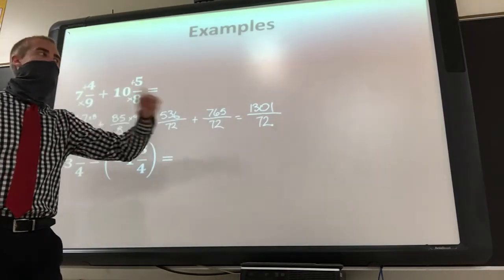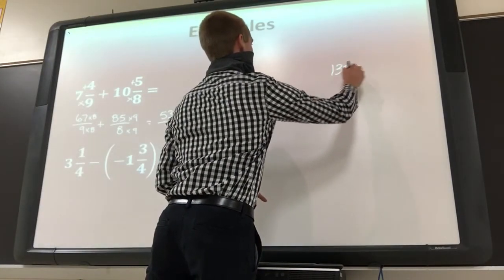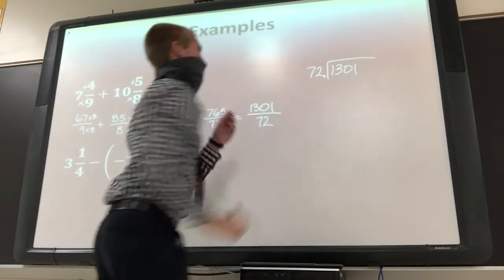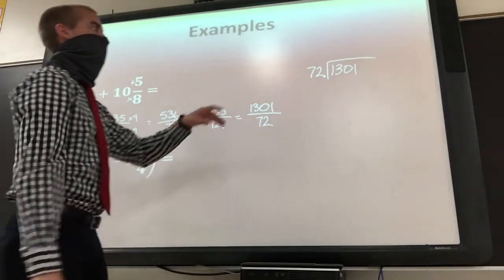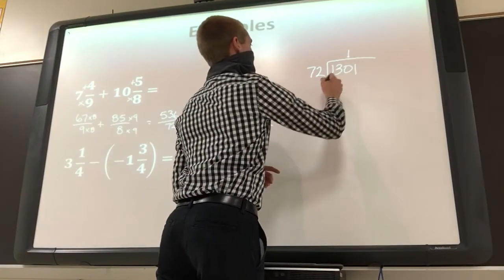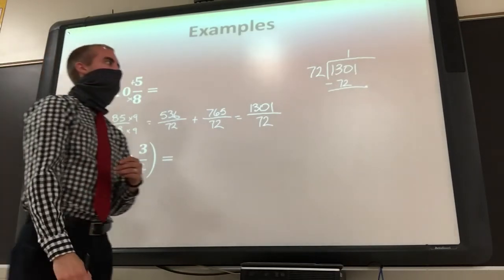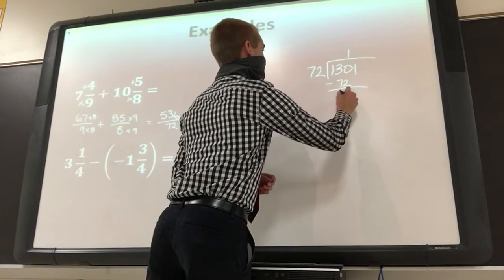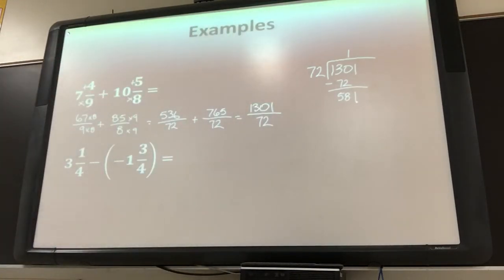Okay? So first thing, on a fraction, the top number is always going to go on the inside. The top number always goes on the inside. So we're going to divide this, and we're going to use the answer as well as the remainder to make our mixed number. So 72 goes into 130 just once. Then we subtract 72 from 130, which is going to be 58. And then drop your 1 to get 581.